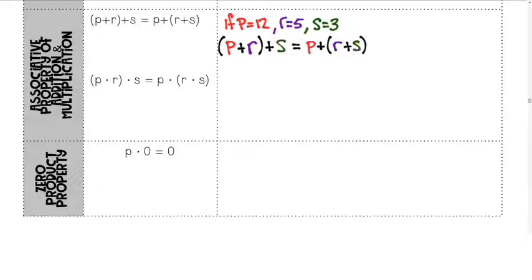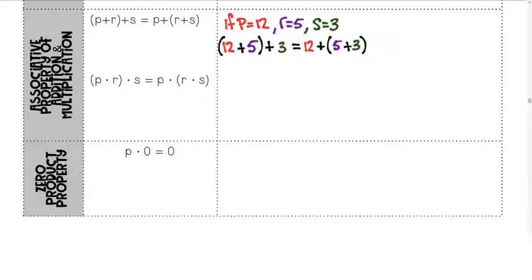Next, we have the associative property of multiplication and the associative property of addition. For addition, I plug in p equals 12, r equals 5, and s equals 3. I'm going to write out the problem so you can see what I'm doing. I take every variable that's a p and turn it into a 12, every r a 5, and every s a 3. So p turns into 12, r turns into 5, s turns into 3, on both sides.